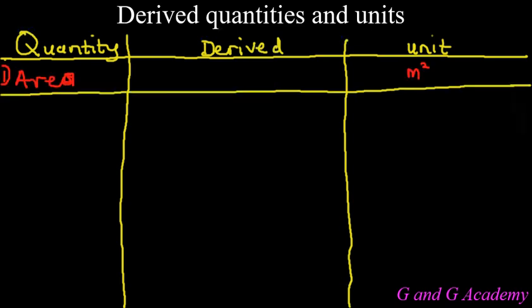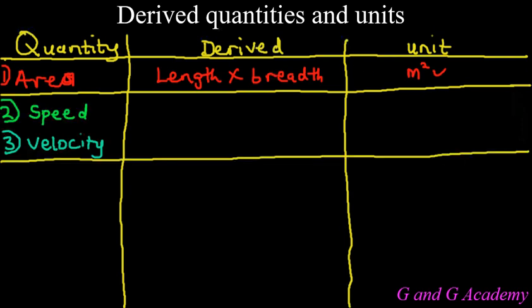Okay, and the first one we're going to be talking about is area. From your junior secondary school, you know that the formula for finding area is what? Your length times breadth. Okay, and these two all fall into the fundamental quantity length. So the unit is going to be meter times meter, which is what? Meter squared.